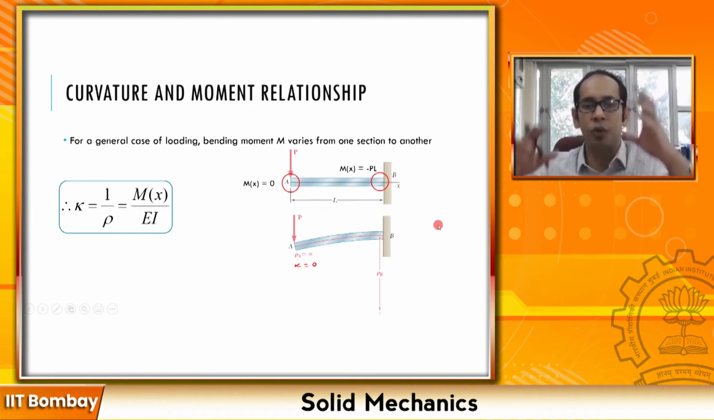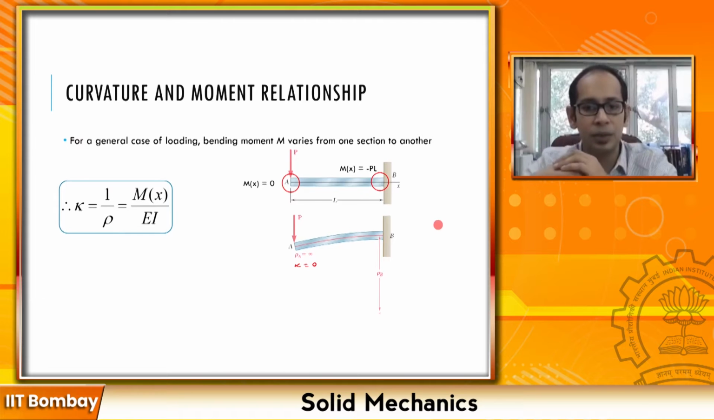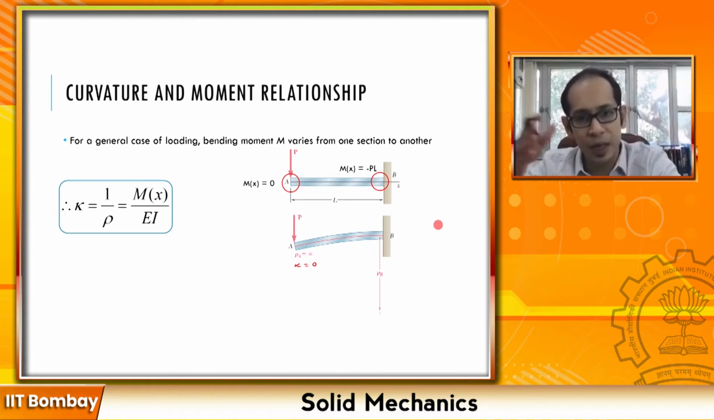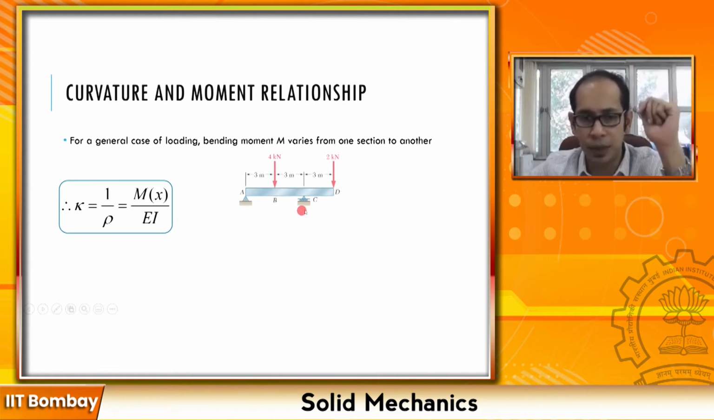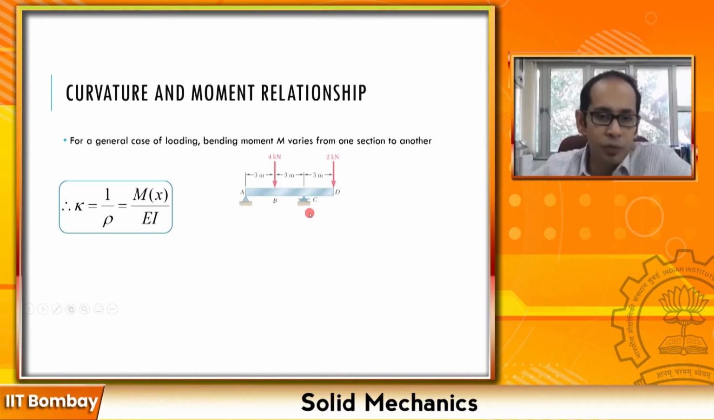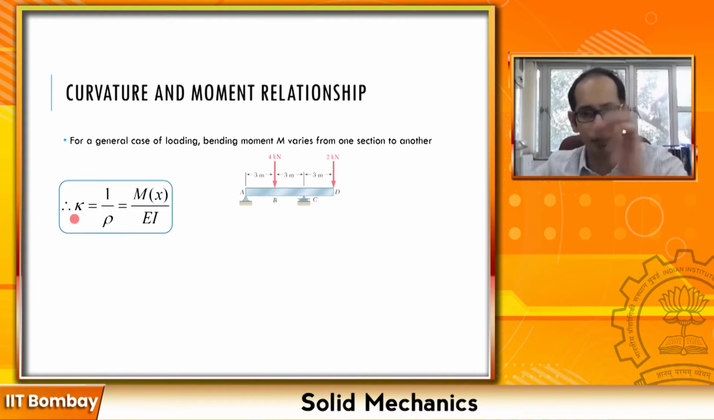Okay. So overall, you understand that kappa is also something which varies along the length of the beam as your moment keeps on changing. Now let's take a look at one more example. This is a more general beam where, in contrast to the previous one with just one point load, you have 2 point loads over here. Curvature, in some sense, helps you establish the overall shape of the beam, and we will see how.